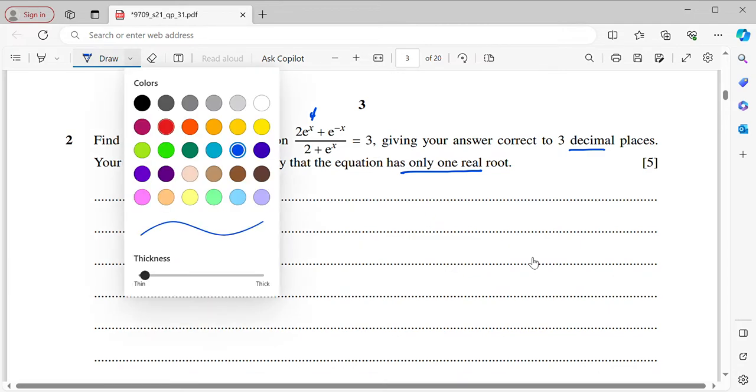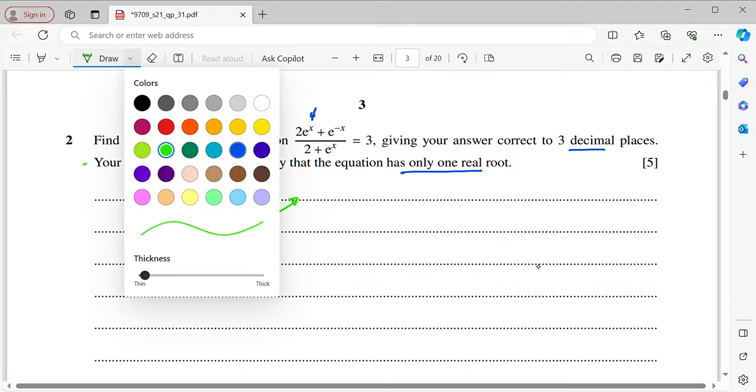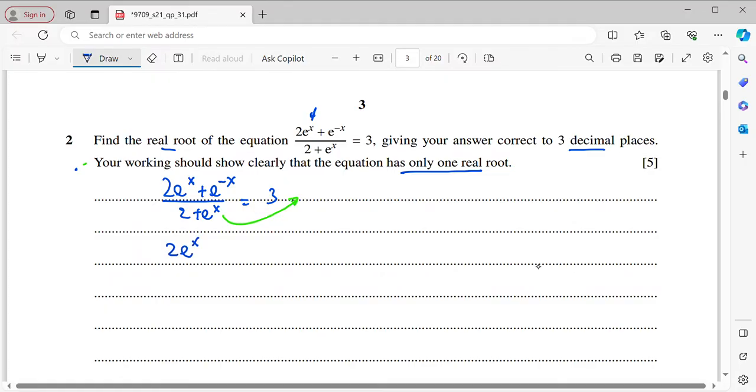Then the denominator will be moved to the right side. So then I will be getting 2e^x plus e^(-x) equals 3 times (2 plus e^x). And then here, do expansion. I will be getting 6 plus 3e^x. Now, I will move all the terms to the left side. So I will be getting 2e^x plus e^(-x) minus 6 minus 3e^x.